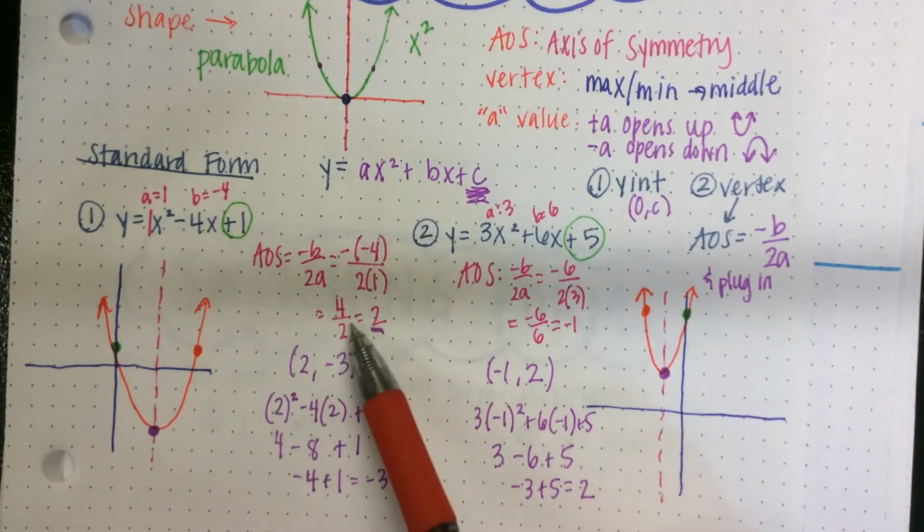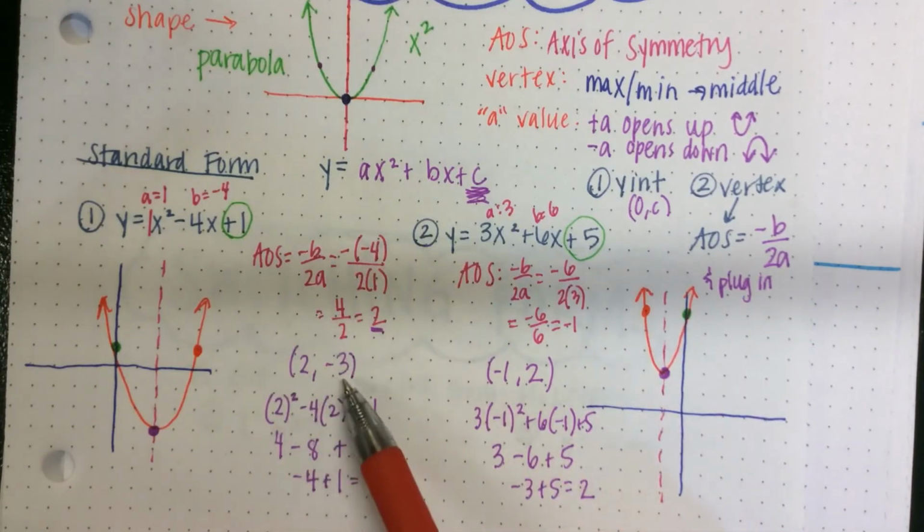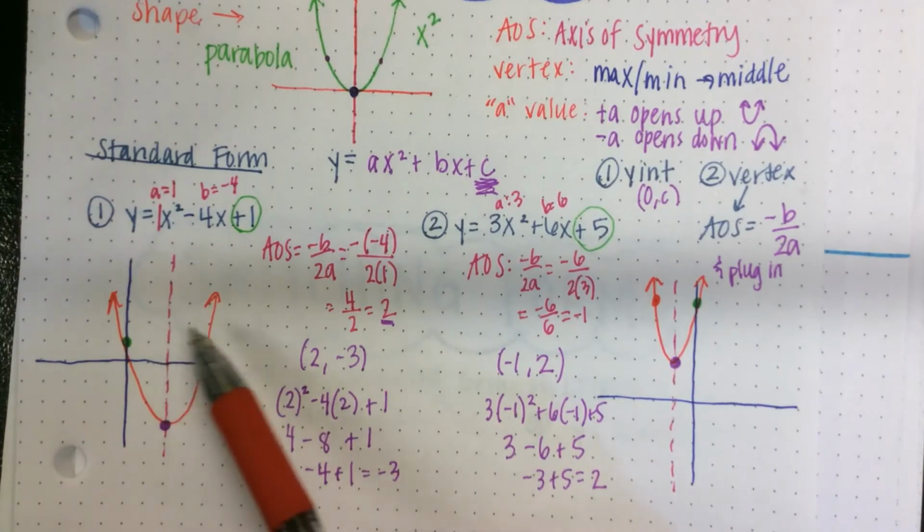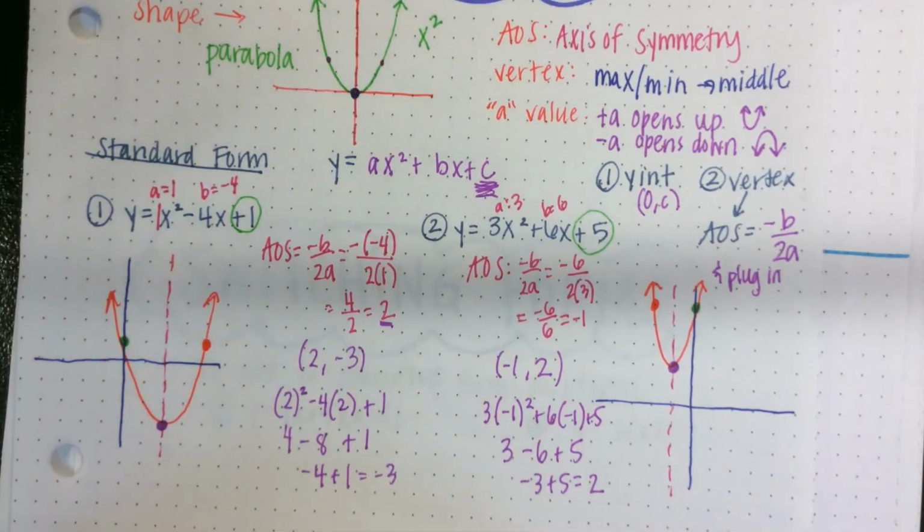Okay, then find your axis of symmetry, then plug that in to find your vertex and reflect your y-intercept over, and you have your parabola.